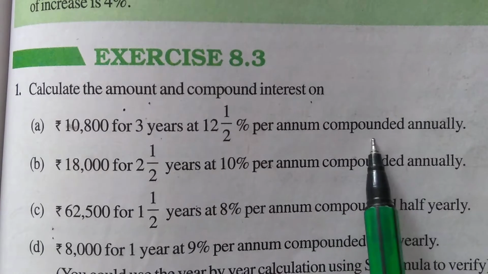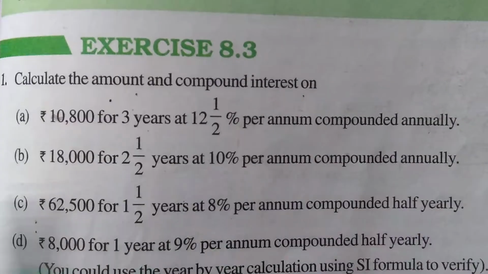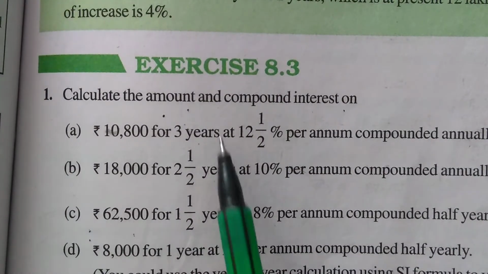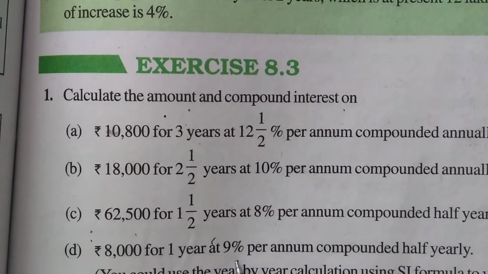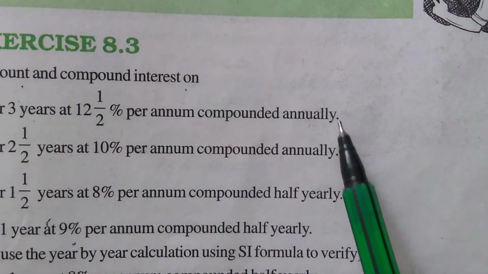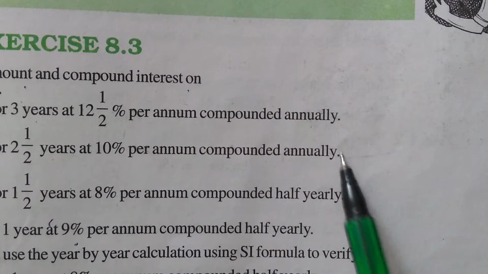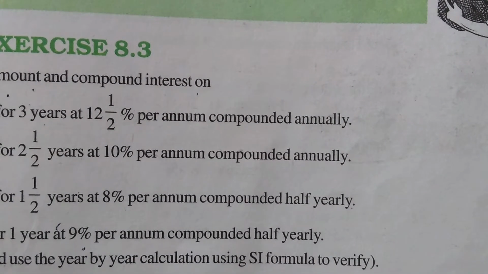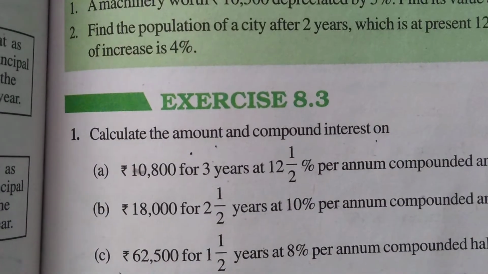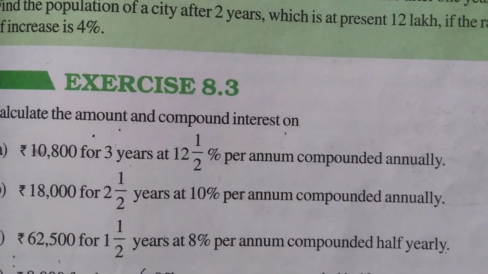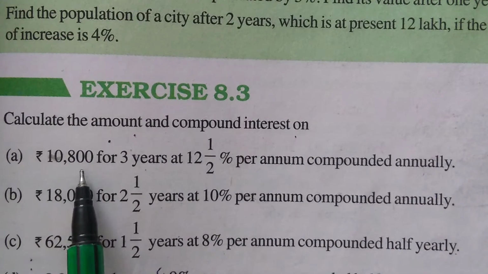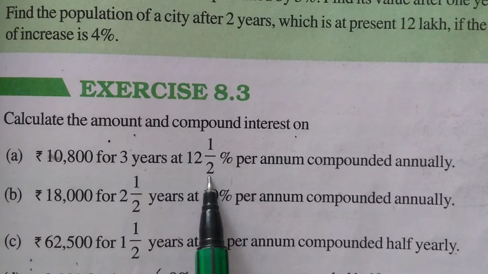In this first question, we have 6 subdivisions. They have given the principal, time, and the rate of percent, and some sums have annual interest, some have half yearly. So we have to remember the points we discussed now and use that to do the sum. So let us start with the first sum. Calculate the amount and compound interest on 10,800 for 3 years at 12.5% per annum compounded annually.